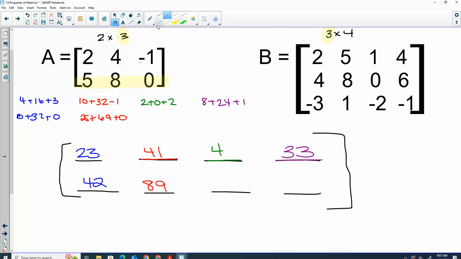Now we do the second row times the third column. So 5 times 1 is 5. 8 times 0 is 0. 0 times -2 is 0. We get 5.